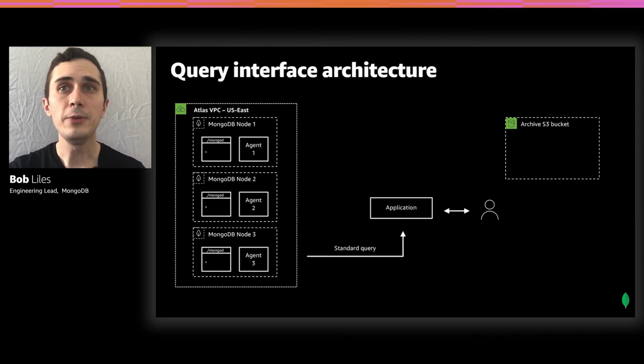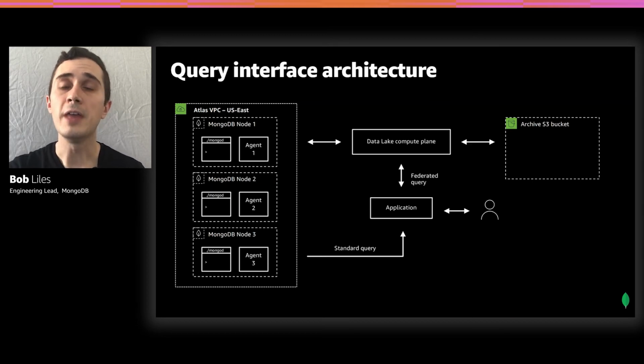However, if I use the federated URI, I'm making a connection to the data lake compute plane. The data lake compute plane is another application that is in charge of receiving the data in my archive S3 bucket that matches my query and synthesizing that data with my live cluster data that also matches my query. This unified view is then returned to my application.